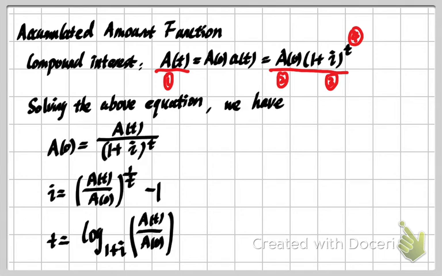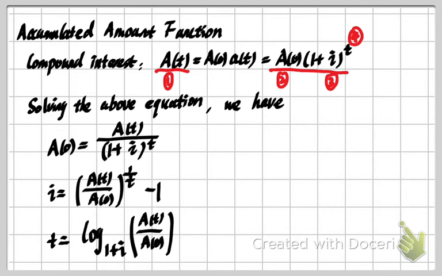If we don't know A0, then we can find A0 is equal to AT divided by the compound interest growth. If I, the compound interest rate, is the unknown parameter, then we can use the ratio between AT and A0 to the power 1 over t, minus 1. And to compute the period of time, we can use the log with base 1 plus I of AT divided by A0. Okay, so this is the accumulated amount function for the compound interest rate.